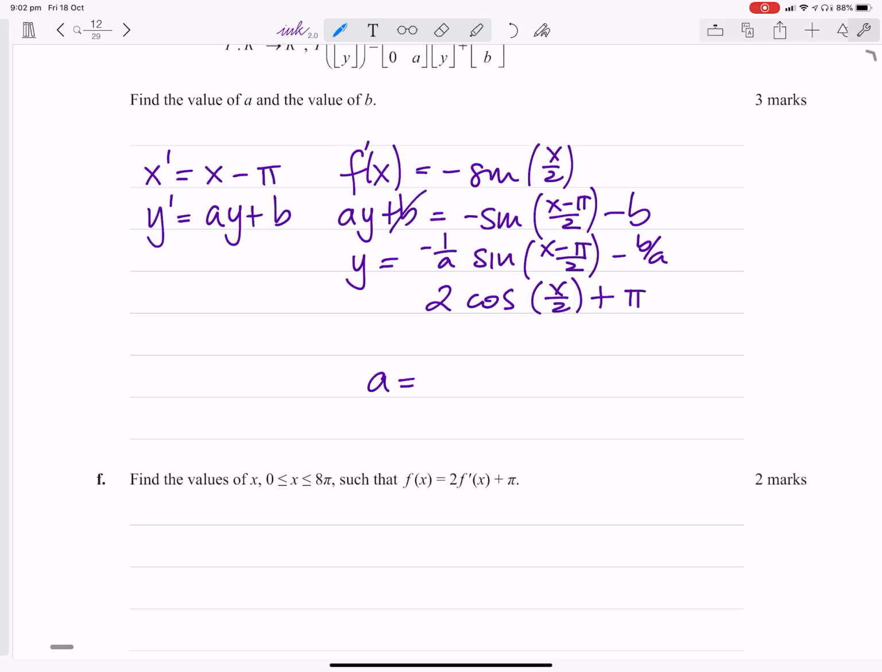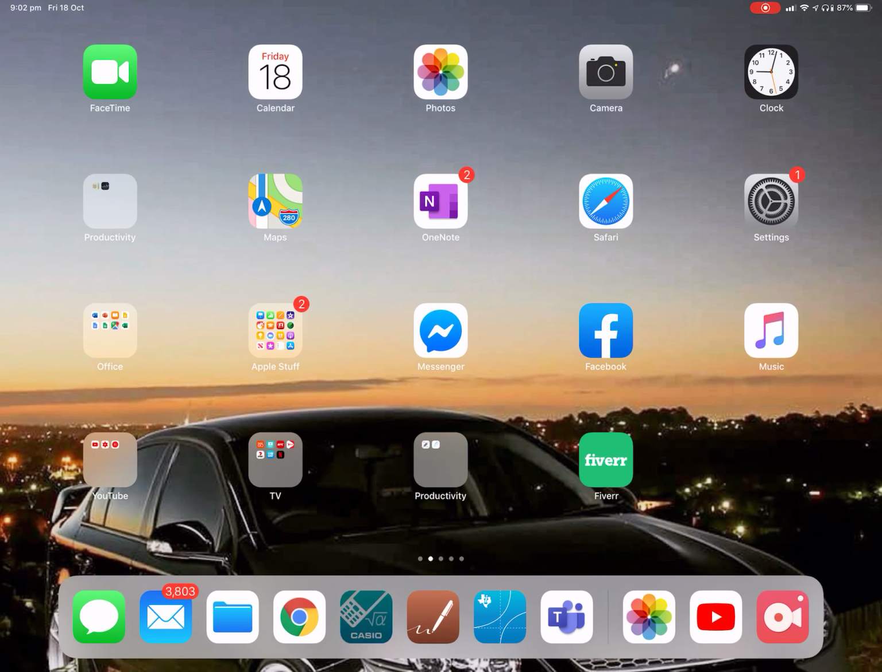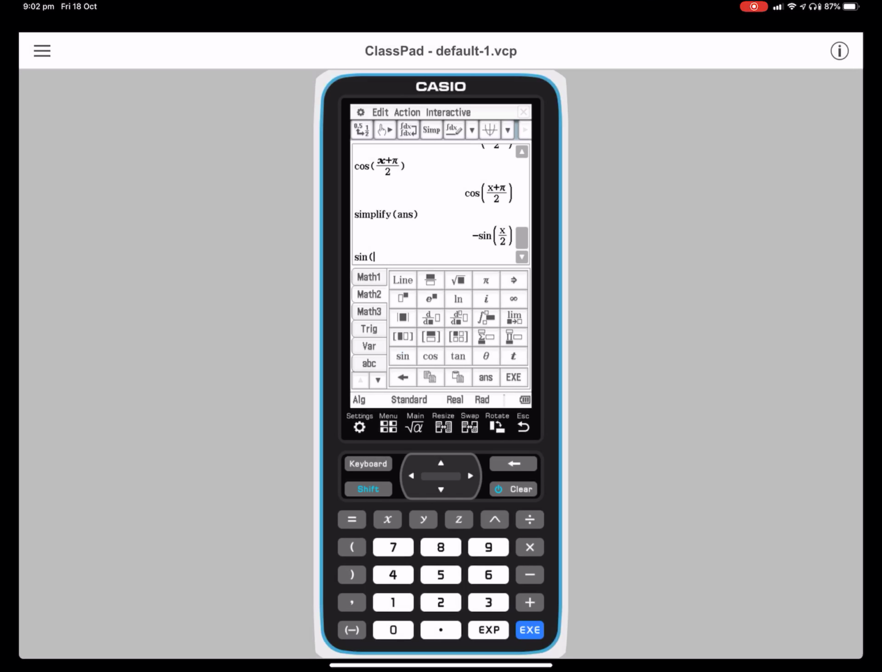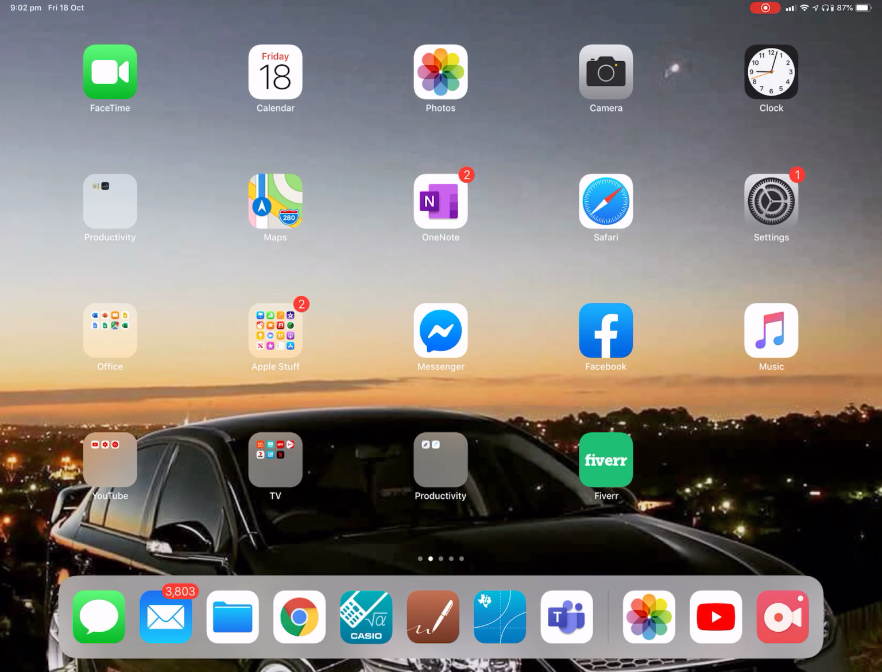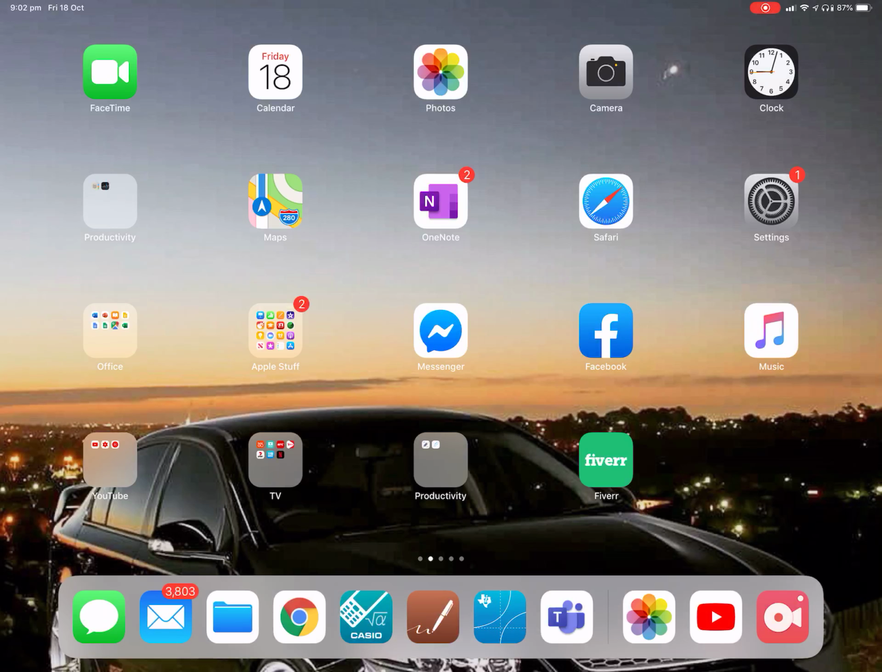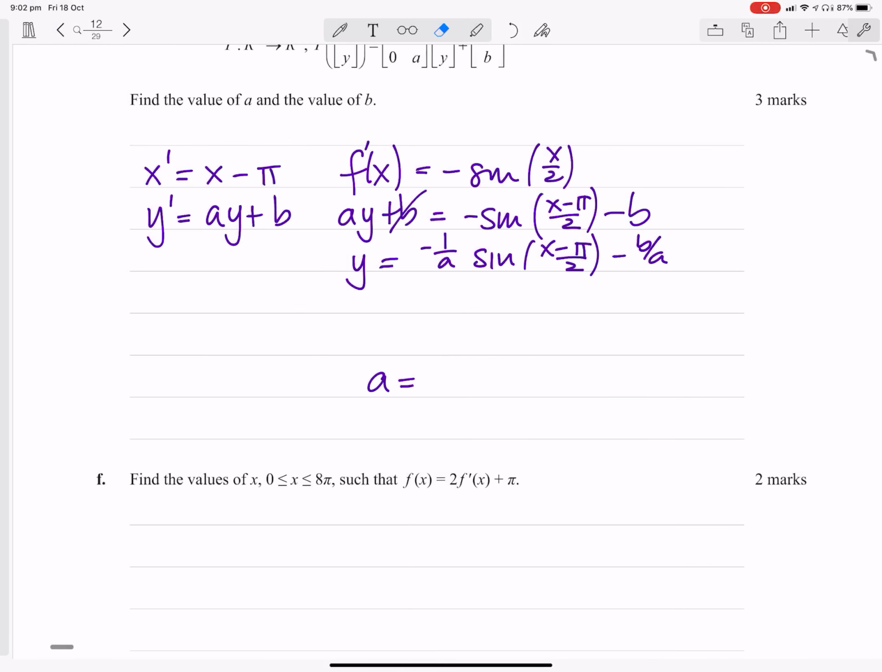So if a is... okay, actually from here, sine of x minus pi all on 2, simplify, negative cos of x on 2. Come back, you stupid thing. Okay, so we can say that this is the same as 1 on a cos of x on 2 minus b on a.